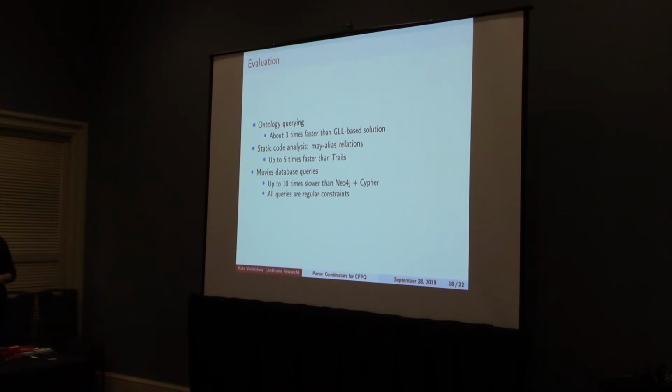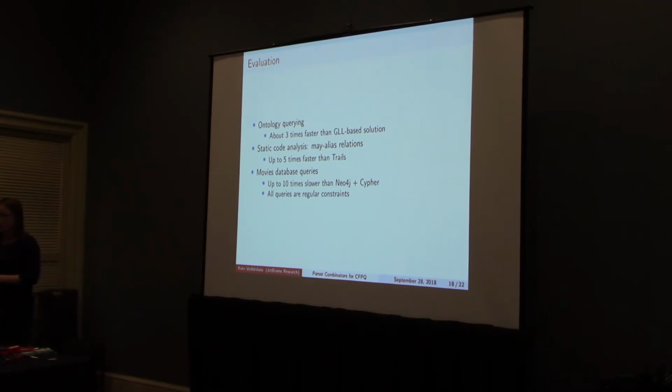We also tried to implement some static code analysis. In this particular case, it was Meyer-ISL relations. This one runs up to 5 times faster than the Trails library. It's just a graph traversal combinators library.